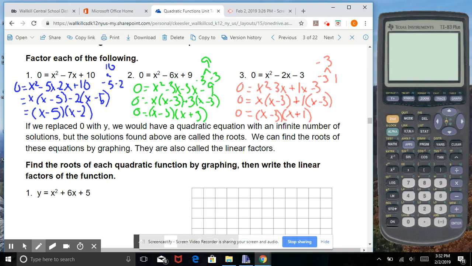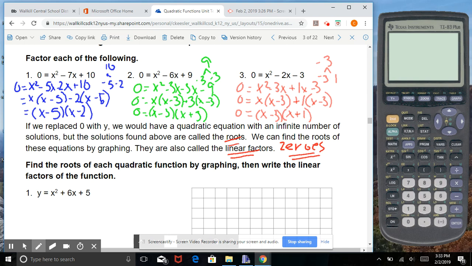So let's see how that is related to a graph. If we replace 0 with y, we would have a quadratic equation with an infinite number of solutions, but the solutions found above are called the roots. We can find the roots of these equations by graphing. They are also called the linear factors. They are also called zeros, the zeros. Okay, and those terms are used interchangeably. You need to know that roots, linear factors, and zeros are the same thing.